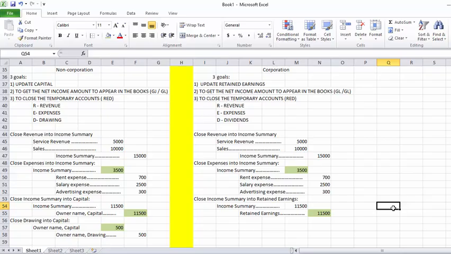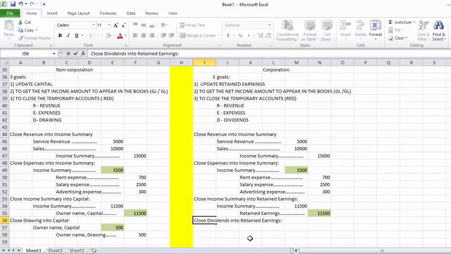Okay, so if you can just remember that, you've got this basically licked, because the first two closing entries have no change at all. And then finally, instead of having drawing, we now have dividends. So dividends is replacing drawing in a corporation setting, and retained earnings is replacing capital in a corporation setting when doing closing entries. So we're going to close the dividends into retained earnings.